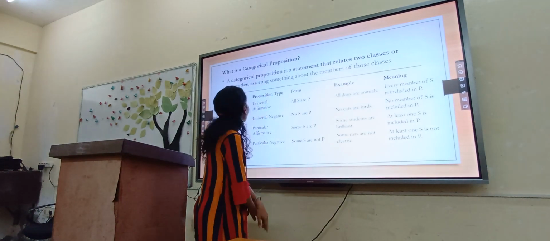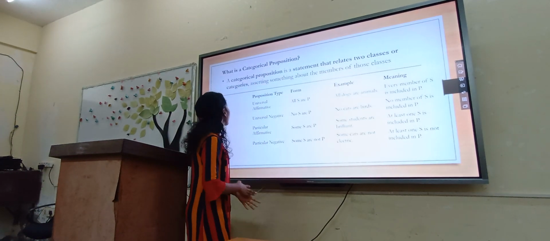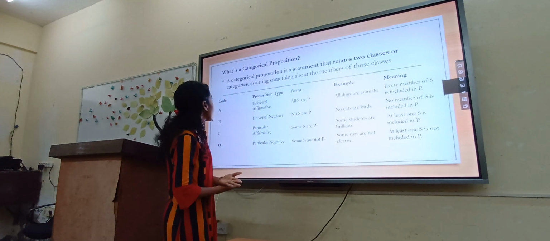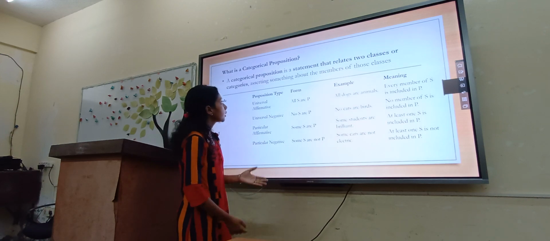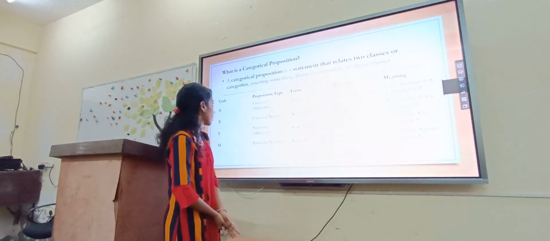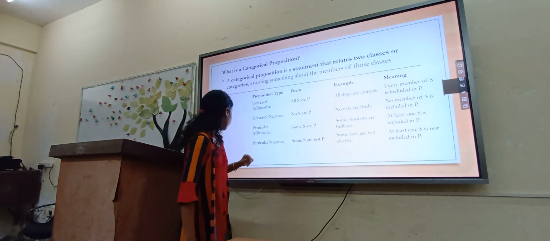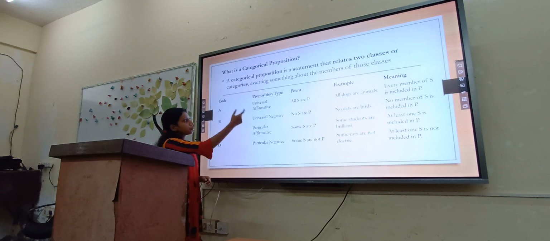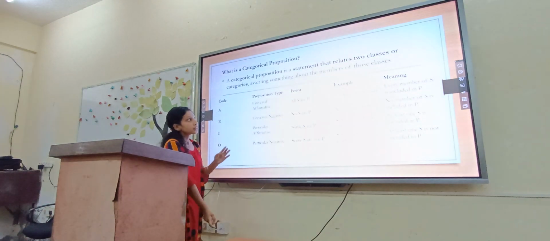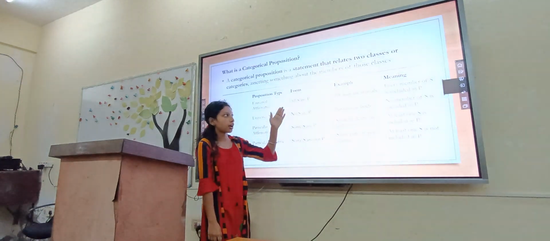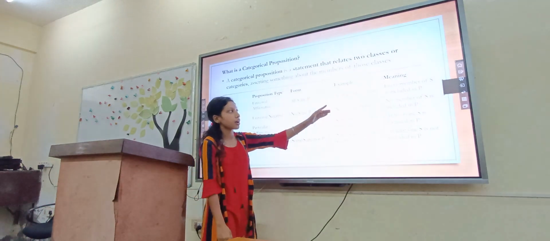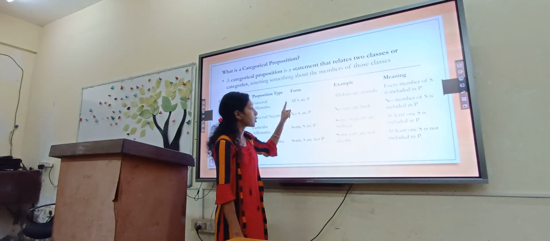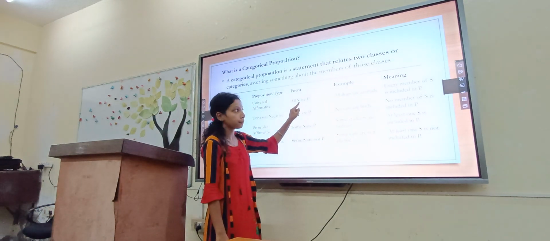Then what is a categorical proposition? A categorical proposition relates to classes or categories, asserting something about the members of those classes. So we have the codes A, E, I, O. The proposition type A is universal affirmative, with the form all S are P. Example: all dogs are animals. Its meaning is every member of S is included in P.